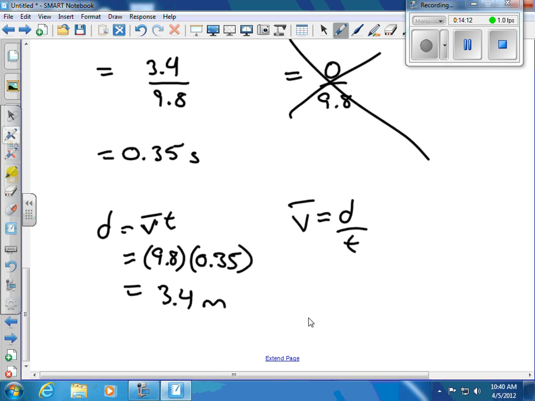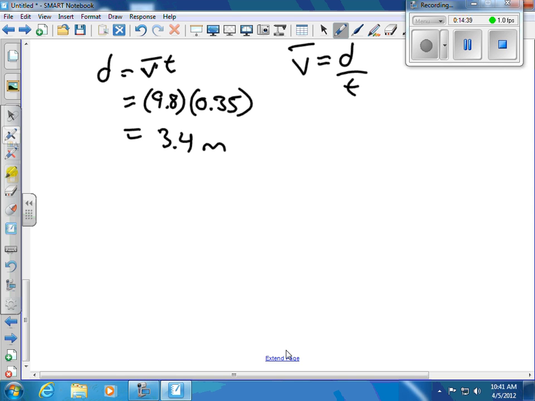Okay, so now the second part of the question. It asks, how high did the ball go? What's the maximum height? At what time would the maximum height be? Half, right? So we can just take our t and divide it by 2. So t over 2, 0.35 divided by 2.